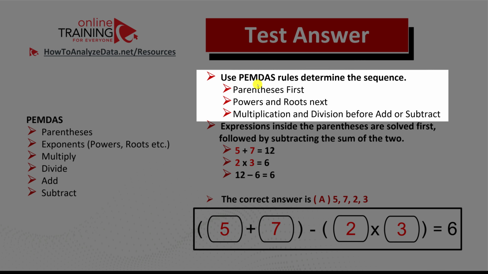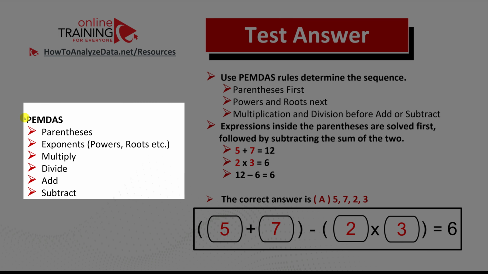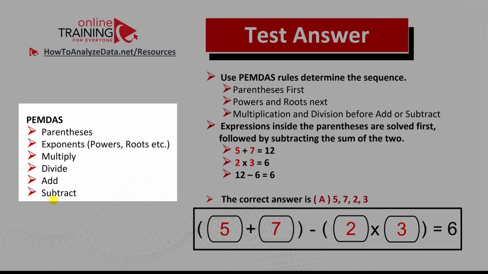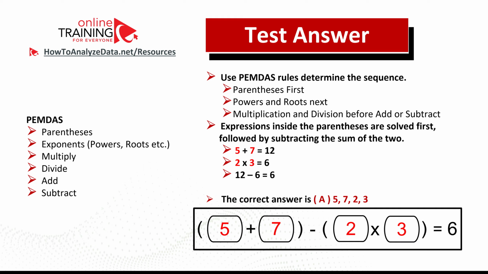And now remember that you need to use the keyword PEMDAS, which stands for parentheses first, powers and roots next, multiplication and divisions before addition and subtraction. PEMDAS itself basically represents the first characters: parentheses, exponents, multiplication, division, addition, and subtraction, which represents the order of operations. Hopefully you've nailed this question and now know how to answer similar questions in the test.